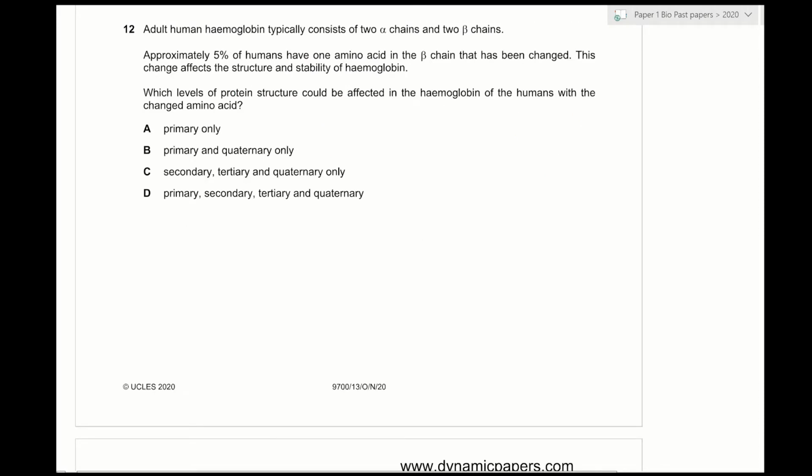12. Adult human hemoglobin typically consists of 2 alpha chains and 2 beta chains. Approximately 5% of humans have one amino acid in the beta chain that has been changed. This change affects the structure and stability of hemoglobin. Which levels of protein structure could be affected in the hemoglobin of the humans with the changed amino acid? So here it says it changed the amino acid.